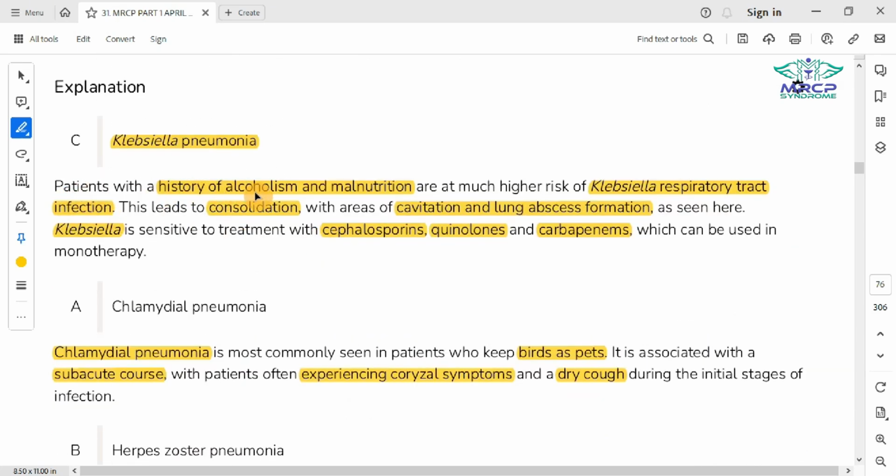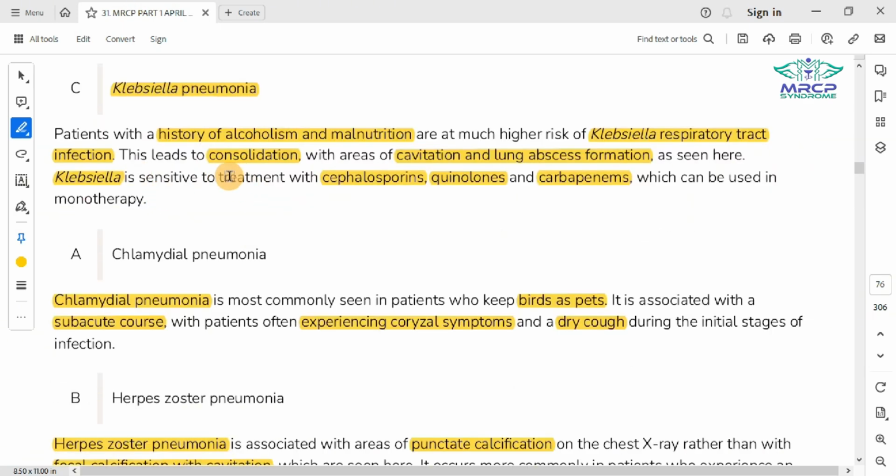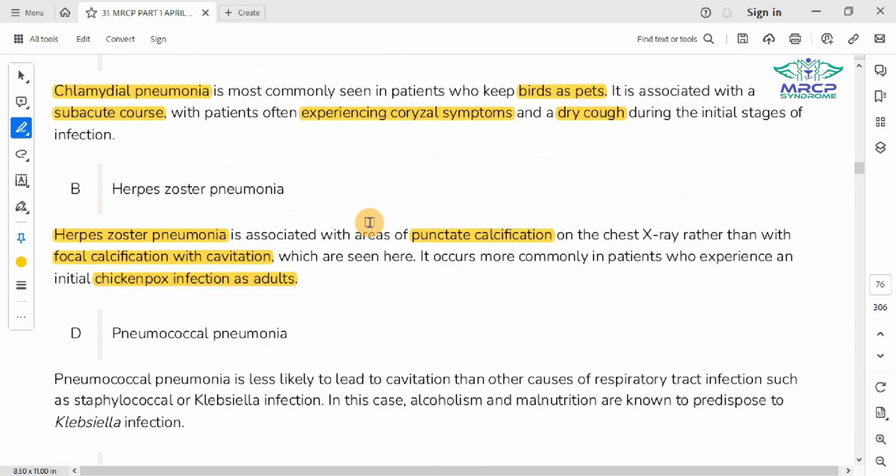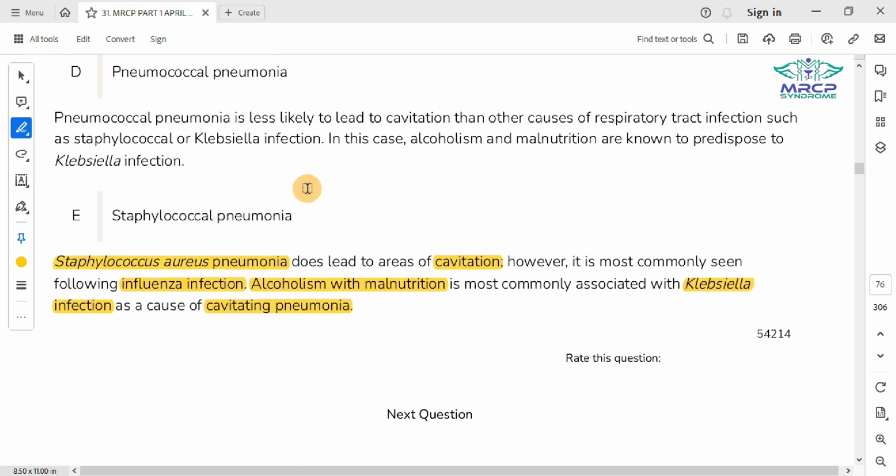A patient with a history of alcoholism and malnutrition is at much higher risk of Klebsiella respiratory tract infection. This leads to consolidation with areas of cavitation and lung abscess formation as seen here. Klebsiella is sensitive to treatment with cephalosporins, quinolones, and carbapenems, which can be used in monotherapy. And Chlamydia psittaci is related to bird keepers. Herpes zoster pneumonia, they will come up with focal calcification, usually following chickenpox infection. And Staphylococcus is related to post-influenza.